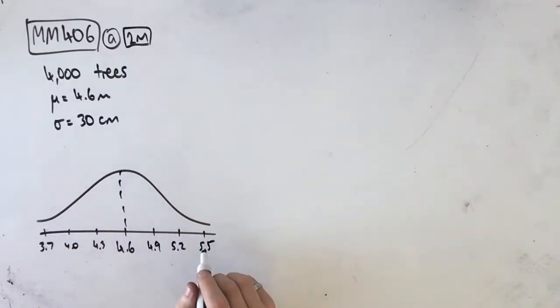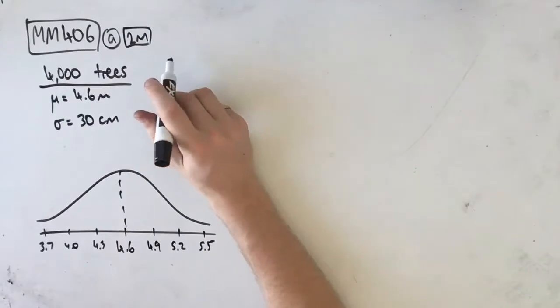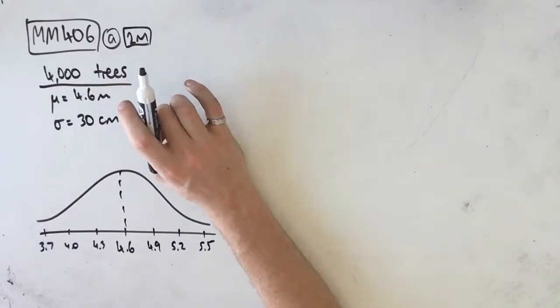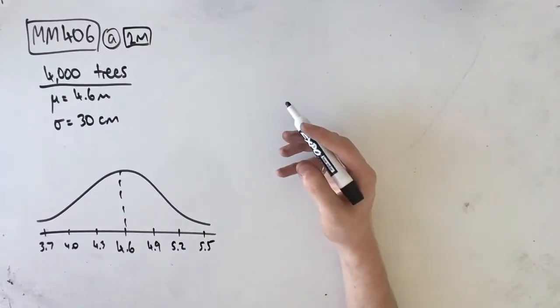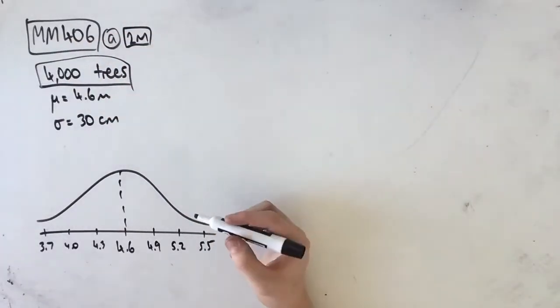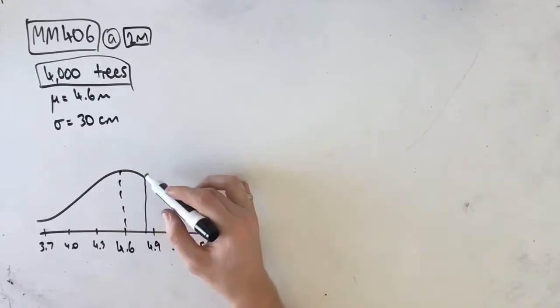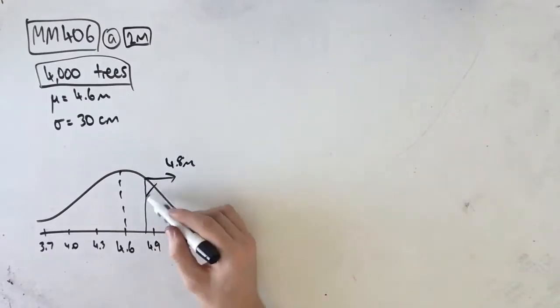Now, we're looking for how many trees are taller than 4.8 meters. So we know the total amount of trees, but we're not sure how many are taller than 4.8 meters. The only way we can work this out is to figure out the probability of any given tree being taller than 4.8 meters and then apply that to the total 4,000 trees. And you'll see what I mean by that in a second. So we're looking for the probability that any given tree is greater than 4.8, which is this area here, right?